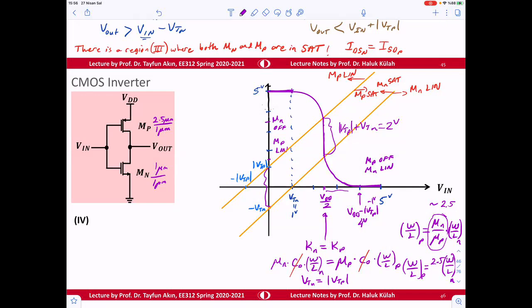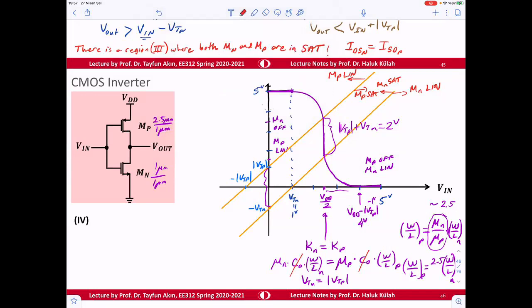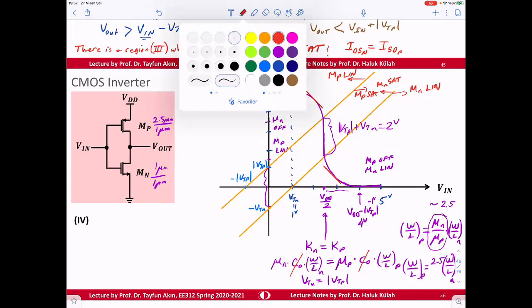So this will be very close to the ideal case, and here the slope where it is equal to minus 1 can be calculated also very easily for this case. And let me draw this here.